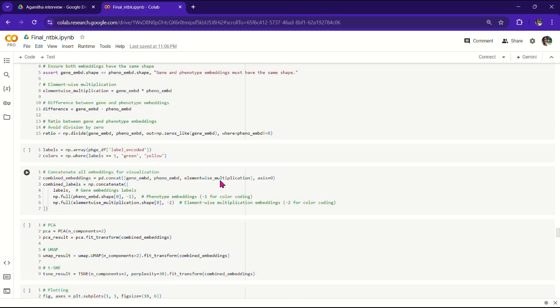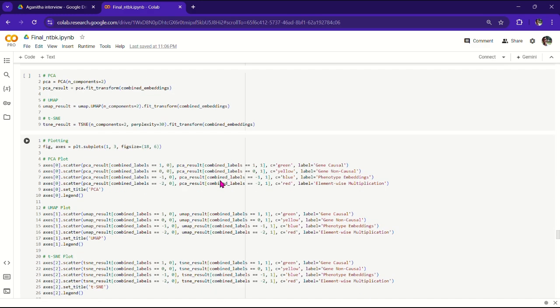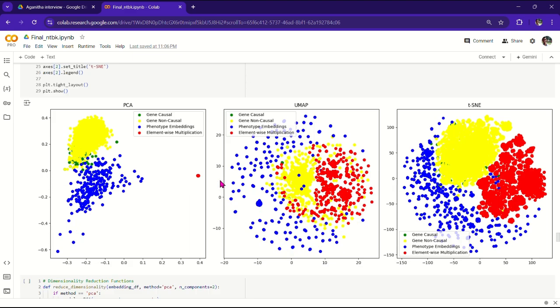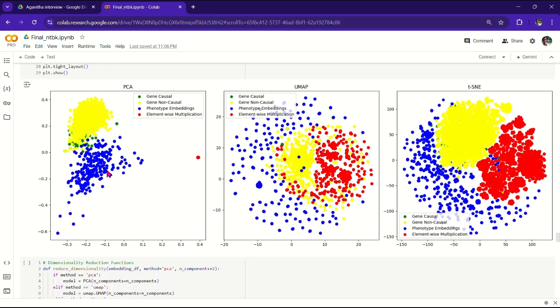Then we performed element-wise multiplication and saw the distribution in PCA, UMAP, and t-SNE plots, all these three. We can see that with element-wise multiplication, PCA is not performing so well. It shows that it is very far away. So PCA might not be capturing the non-linearities well here, but UMAP and t-SNE are capturing the non-linearities, both global and local level features, well.